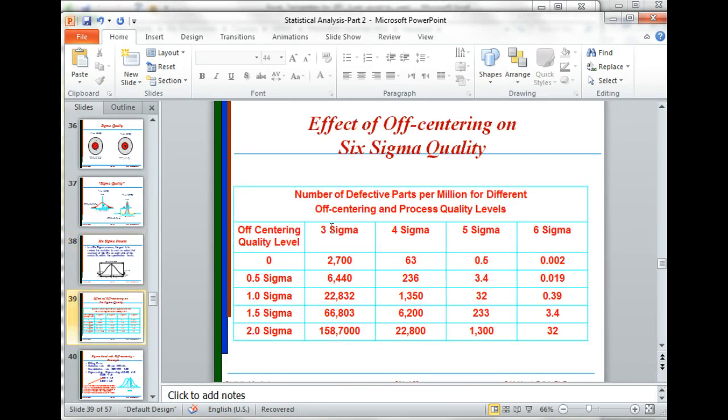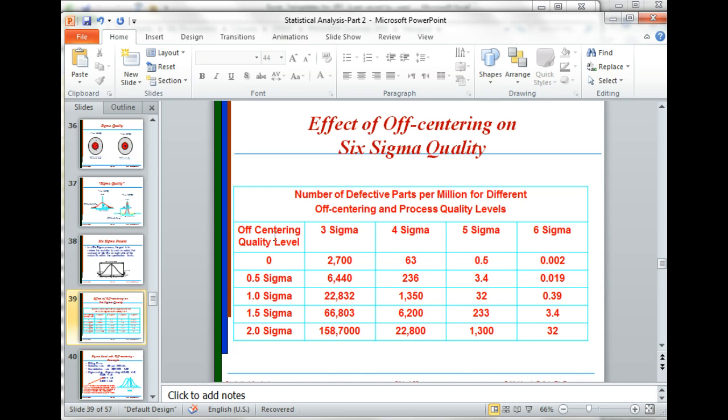So on that notion, if we don't allow off-centering for the mean value, that 1.5 that I talked about, if there was no off-centering, then a Six Sigma process can only produce 0.002 defects per million. A 3 Sigma process will produce only 2,700 defects per million. Now if you allow different tolerances for the mean, 0.5, you could see that the defect rate for the Six Sigma goes a little bit higher. At 1 you go to 0.39, and when you get to 1.5 you get 3.4.